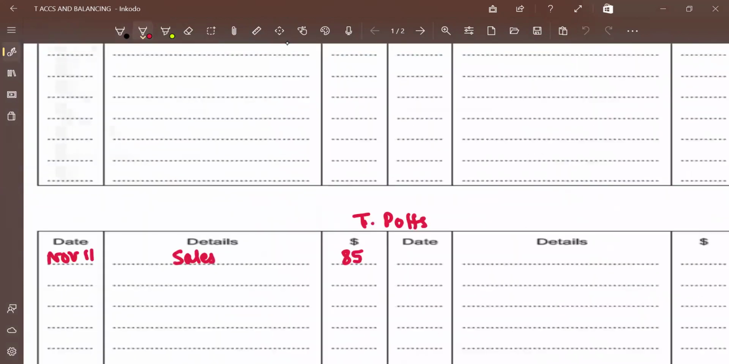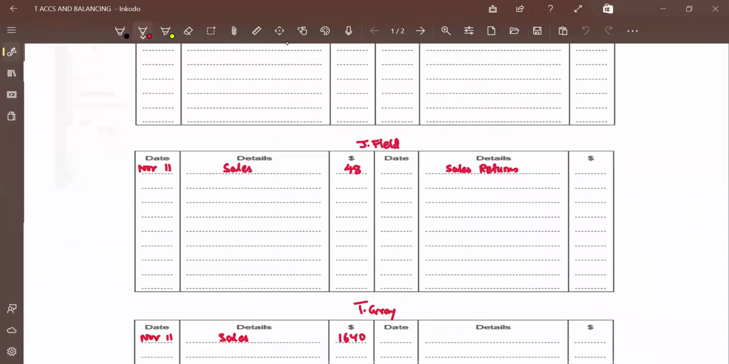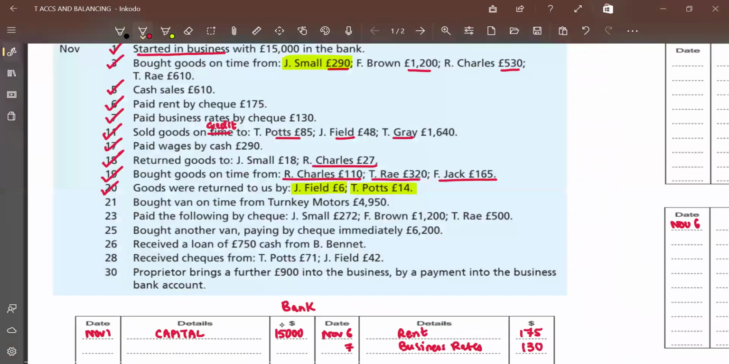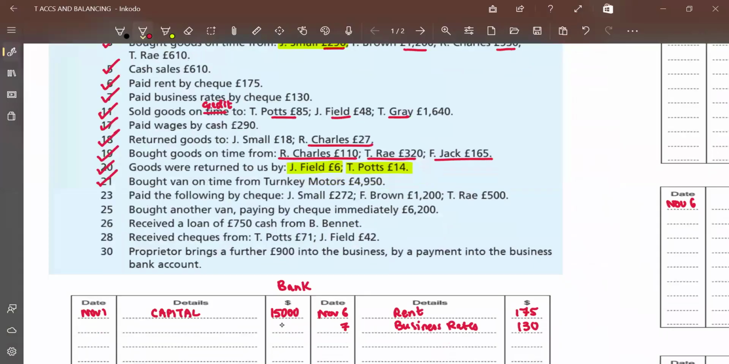Okay. So J Field is $6 and Teapot is $14 in goods returned to us on the 20th of November. Next, let's move on to the next transaction. It says bought van on time from Turnkey Motors. So you don't have a T account for van. You don't have a T account for Turnkey Motors.